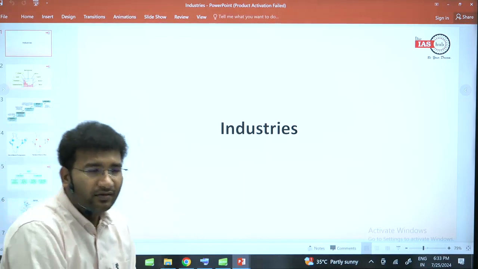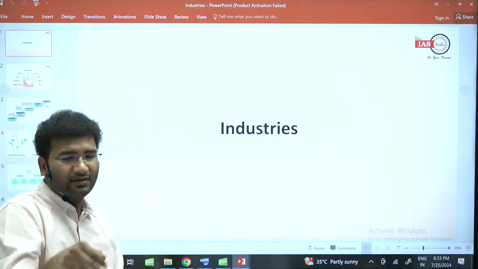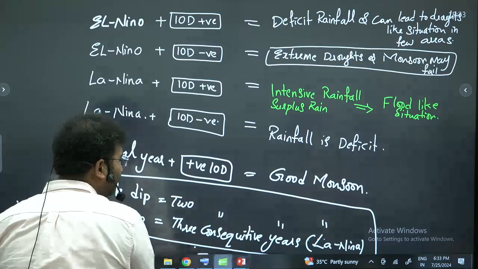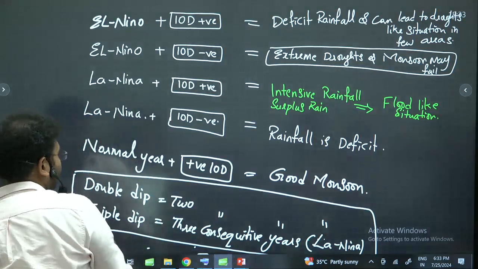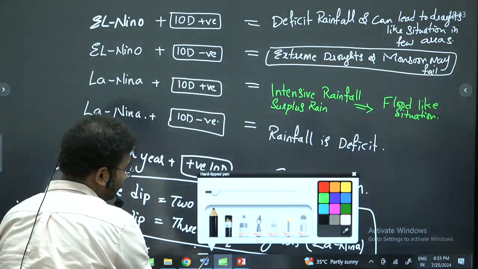See, when it comes to arid soil, usually arid means where you do not have good rainfall. That is called arid. Okay?